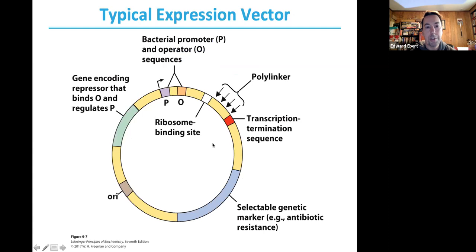So let's take a look at this. All right, so here's our origin, just like our origin of replication, just like our standard cloning vector. But for our expression, we have to have these promoter and operator sequences in here, our polylinker, our ribosome binding site, our termination site, and of course, just as before, we have our genetic marker resistance. Okay. Alrighty, and then we may have some other stuff in here that helps regulate this. So expression vectors can get pretty full of extra stuff. Just like we can keep adding stuff to our cloning vectors, but these are the bare minimum things that we need to have.